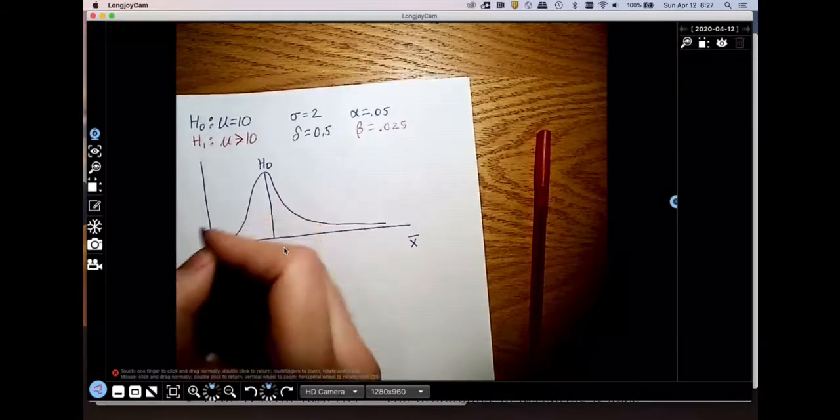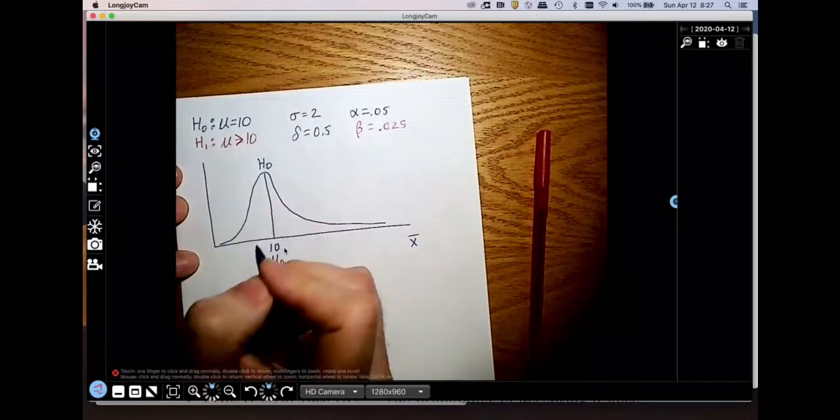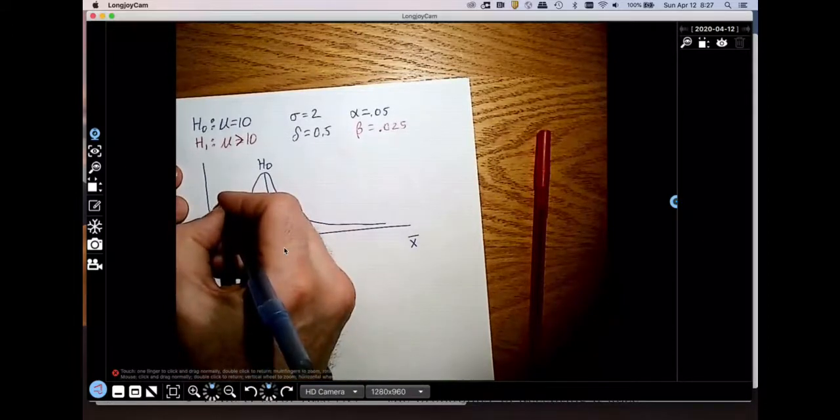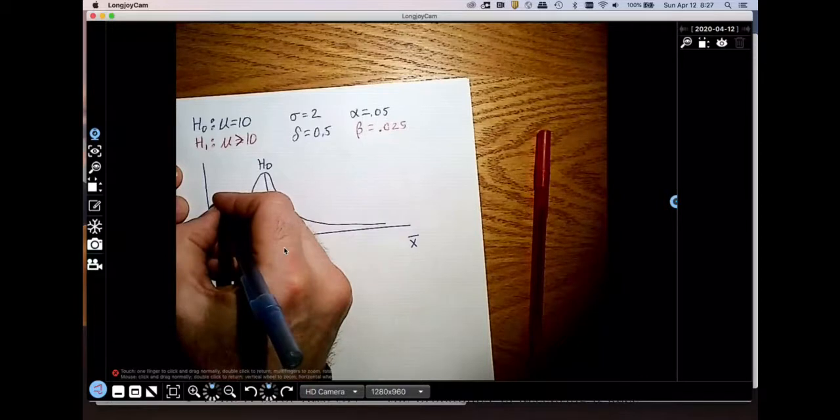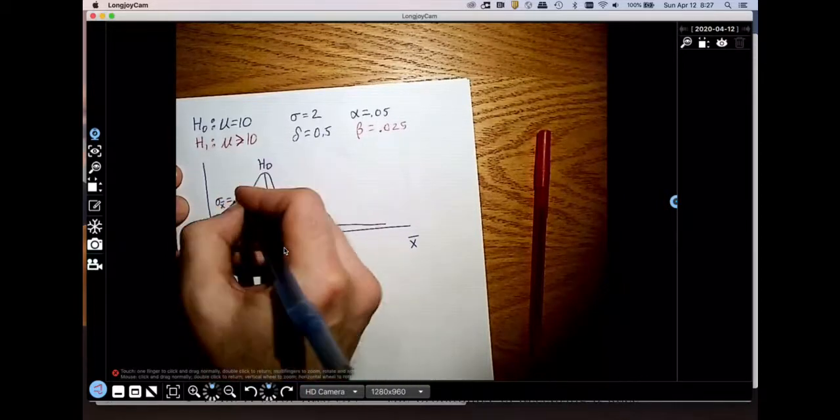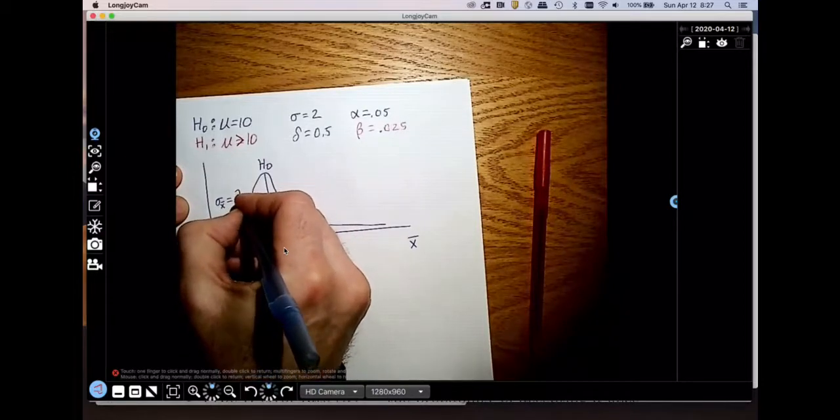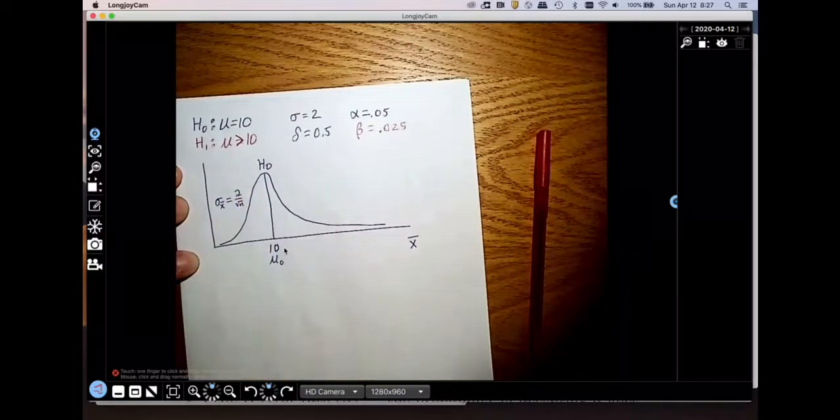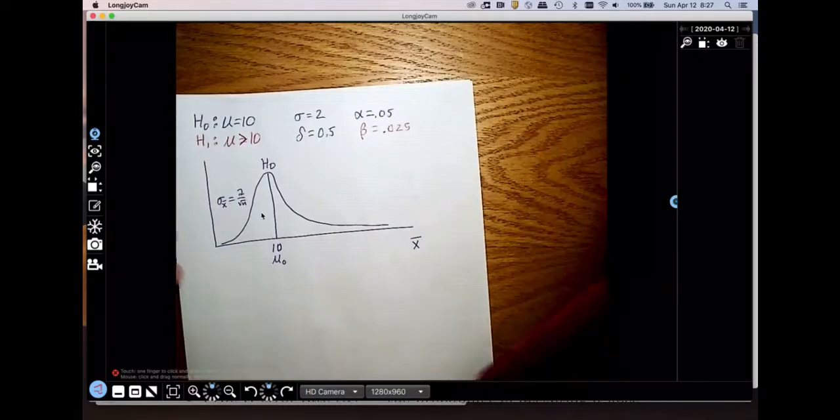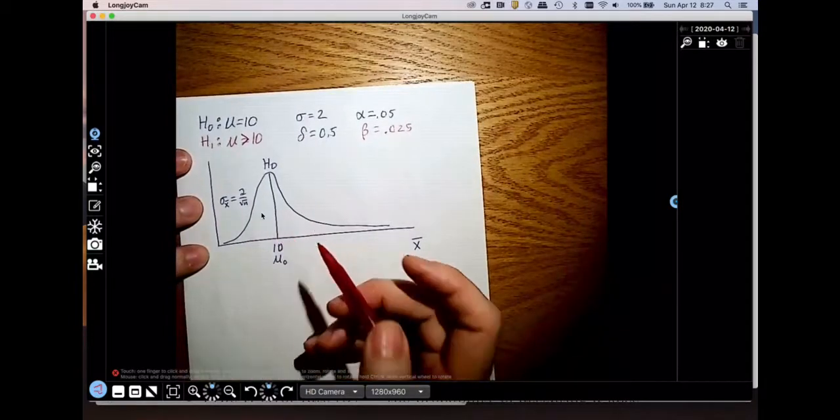I always like to write my standard deviations next to the curve just to make sure that I don't get confused. So sigma x bar in this case is going to be sigma over root n, so 2 divided by the square root of n. Now let's go draw the distribution under the alternative.